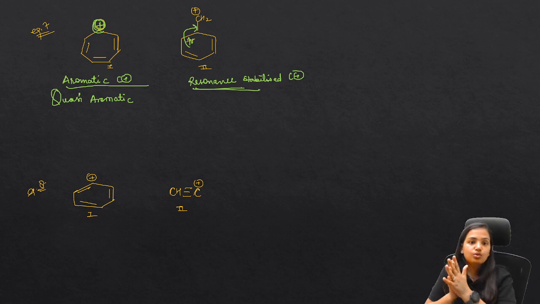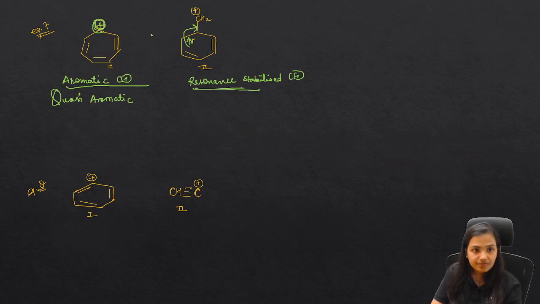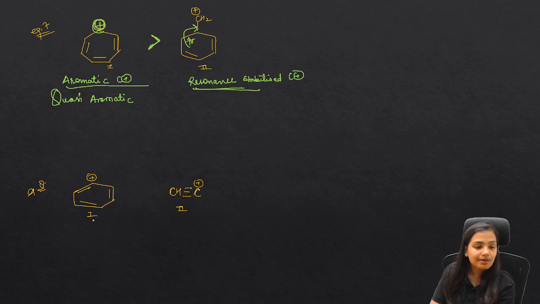Okay, so which will be more stable? Just now we have seen the order. Aromatics are more stable than the resonance stabilized. So ultimately, this is going to be more stable. Please watch my lecture on quasi-aromatic. Here is example number 8.